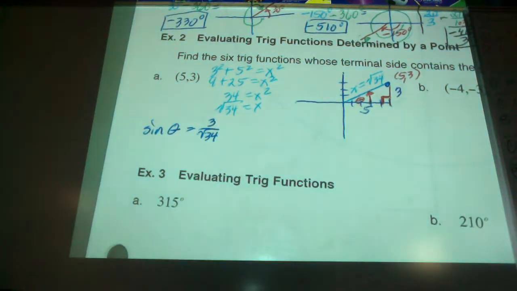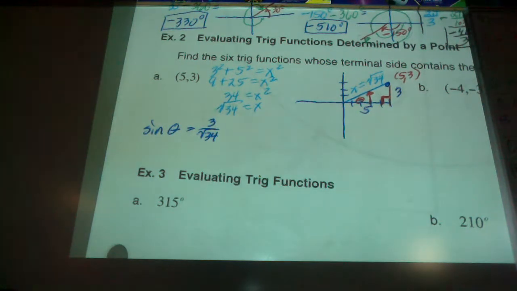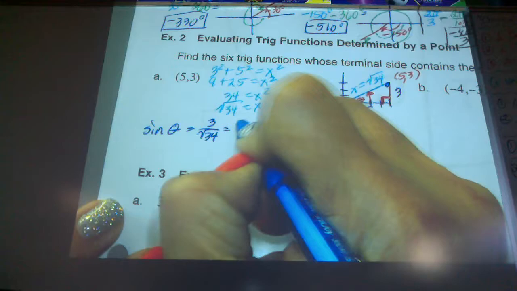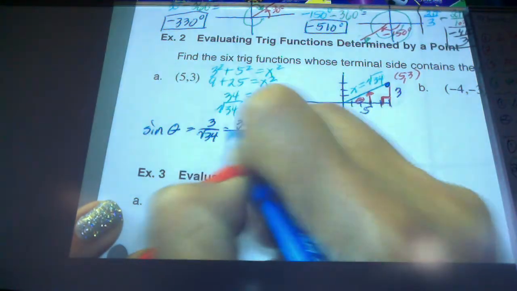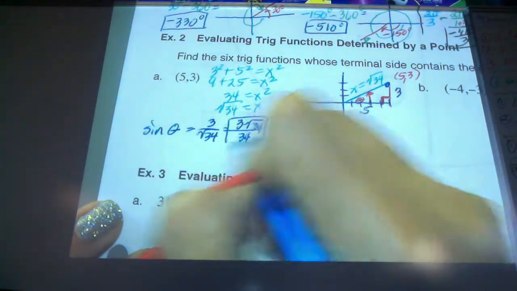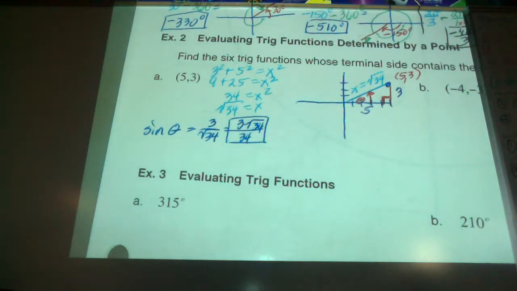I'm personally okay with that as an answer because your textbook is going to now start to waffle between rationalizing the denominator and not rationalizing the denominator. I did notice that the answers in Math Excel look like this. Yeah, I noticed that too. Now you can try 3 over radical 34 and see if they'll accept it. If they don't, did they not? No. Because they did yesterday. They accept it some.